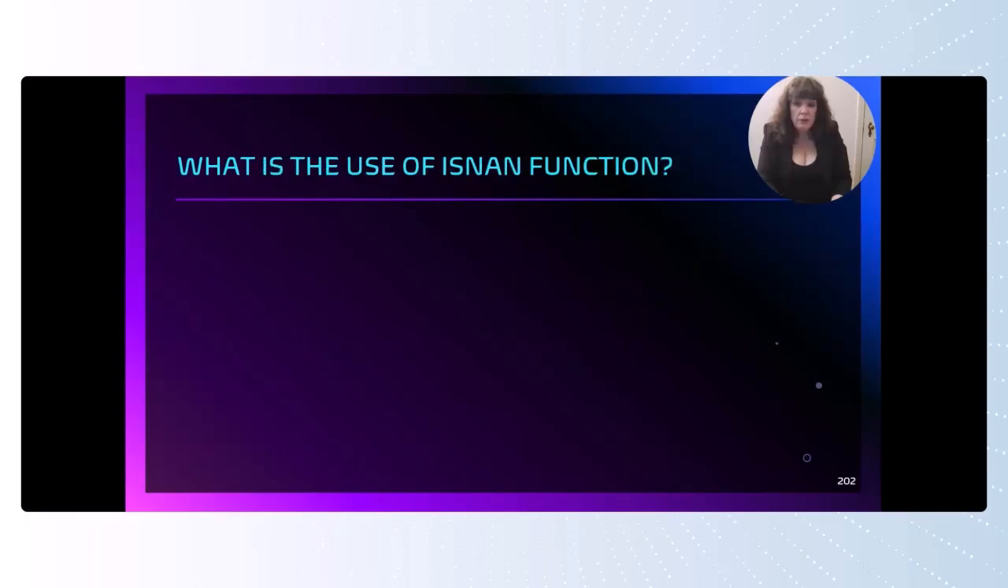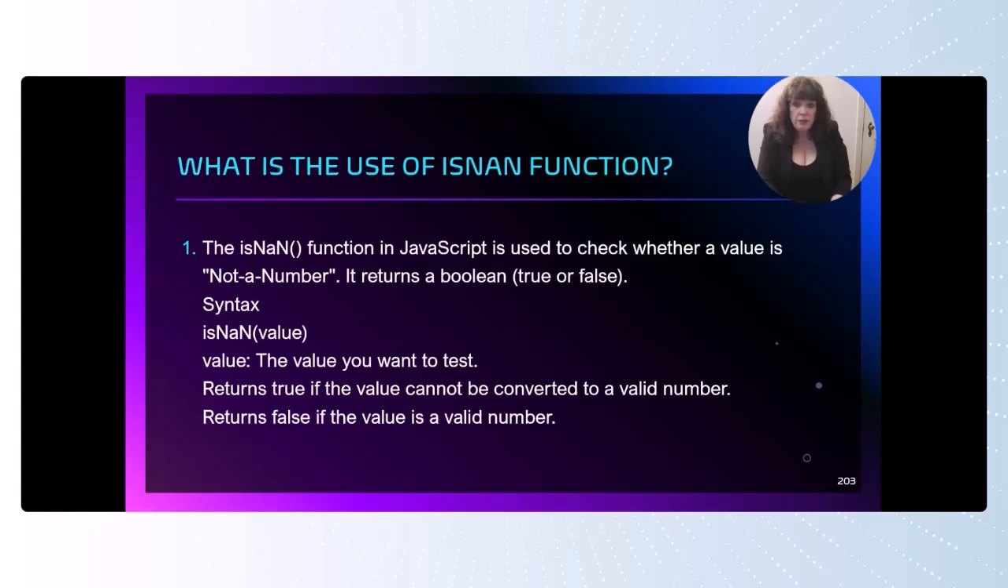What is the use of the isNaN, is not a number, function? The isNaN function checks if a value is not a number. So it returns true if the value cannot be converted to a valid number, and it returns false if the value is a valid number.